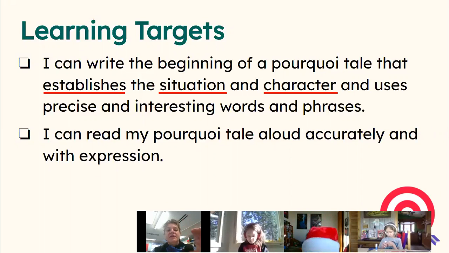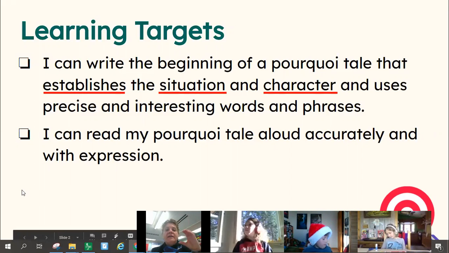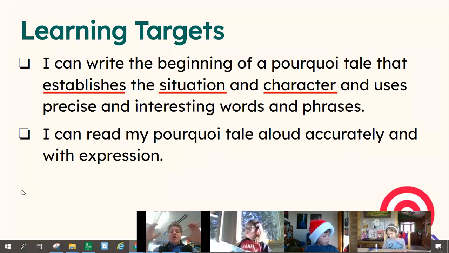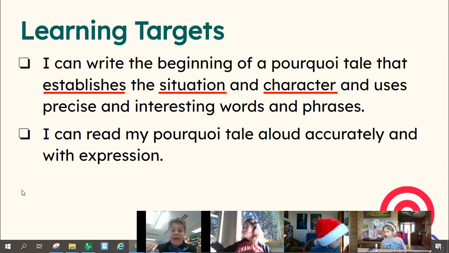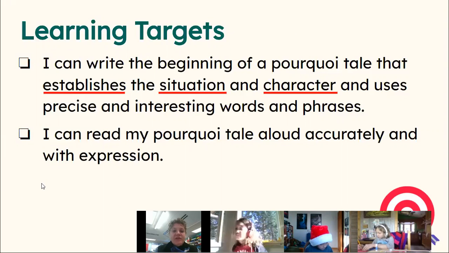Remember we had those little symbols I'm going to show you in a minute. The first two that go with the beginning are the establishes the situation and the character section. We're going to set up what's going on in the story so our reader can start imagining in their own mind what's going on. We're going to work on the characters today: a main character and some secondary characters that help you move the story forward. And you're going to use precise and interesting words and phrases.